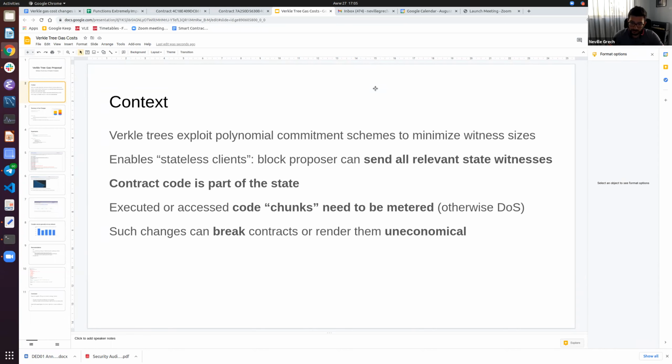And the way that has been proposed is that the code is going to be chunked into 31 byte segments. Why 31, not 32? It's because you need 1 byte at the beginning in order to see how much push data there is, so that you can parse that individual chunk. Okay, and so obviously changes to gas prices can break contracts, and in this case, they may also render some smart contracts uneconomical.